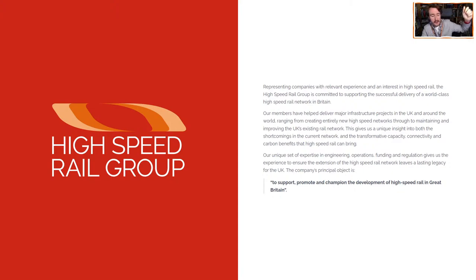There's one that Rafe Smythe did about the environmental benefits of HS2, back when they were High-Speed Rail Industry Leaders, which is what it used to be called. Now it's High-Speed Rail Group. It was a good paper. So again, yes, they're pushing for high-speed rail, but the point of them is to support, promote, and champion the development of high-speed rail in Great Britain.